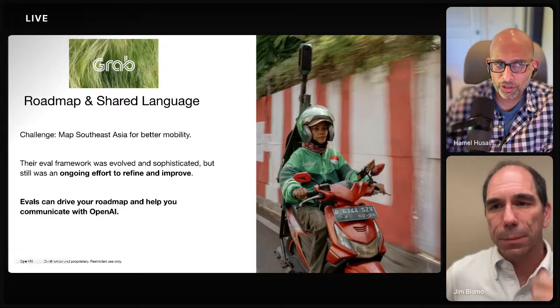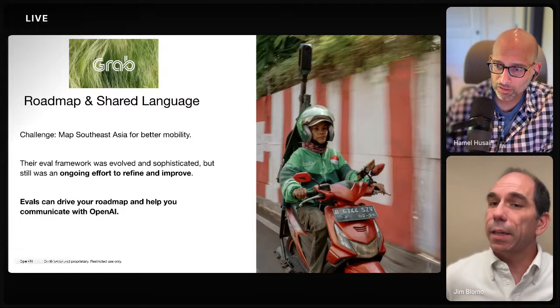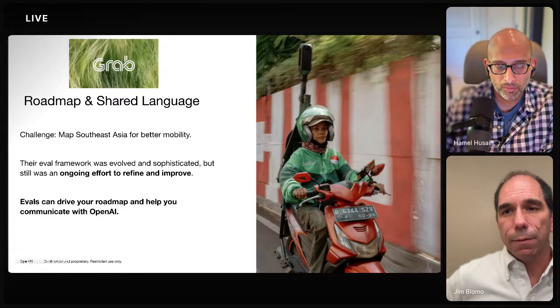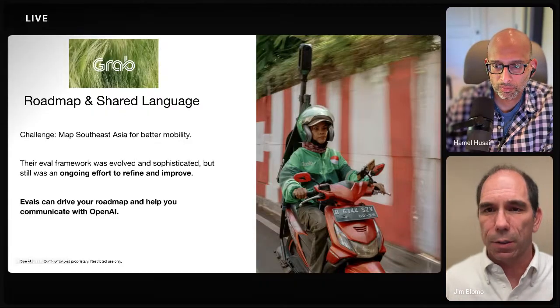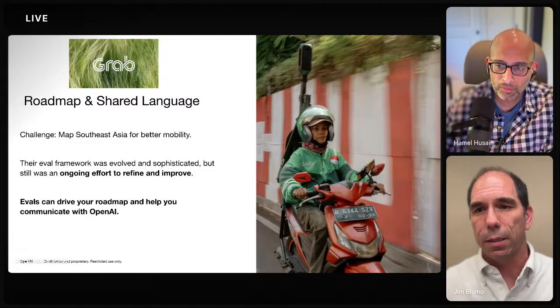Was it kind of like structured data extraction from images? Yep, exactly. It's a very vision-focused need in this case. Okay.